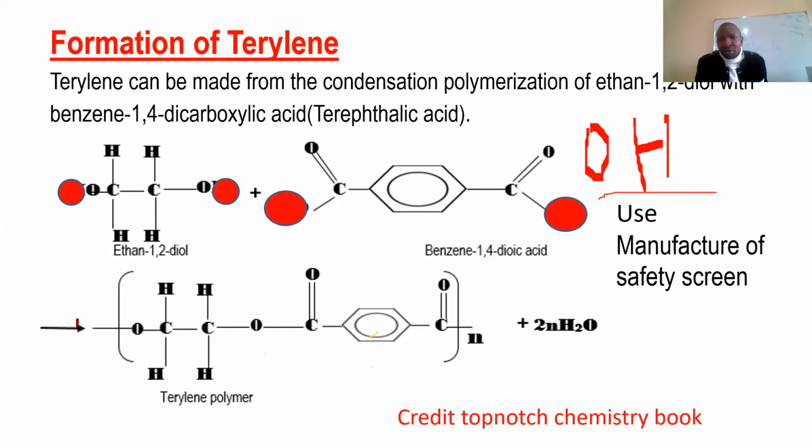Terylene is used in manufacture of safety screens. Don't say it's a substitute for glass. That one does not make sense. Talk about the manufacture of windscreen, safety screen, vitu kama hizo. So those notes are from top-notch book 4. You're able to get them, and you're able to get the structure of terylene polymer there.